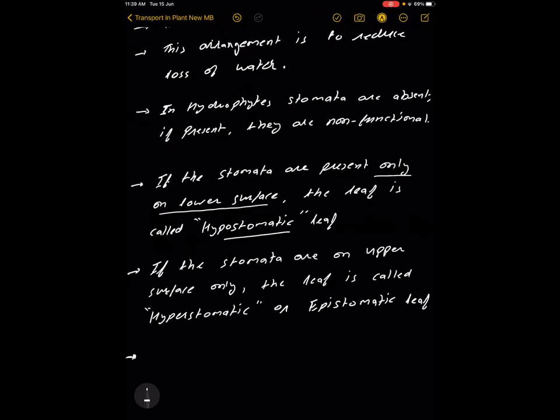Next, in xerophytes, these are two extreme conditions, as I said earlier. In the xerophyte, the role is different. The role of the cuticle is to control transpiration. It reduces the loss of water.